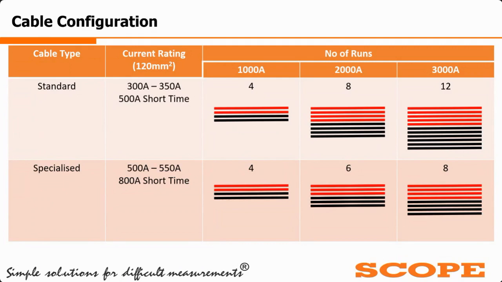For 3000 ampere, totally we require 8 cables, that is 4 cables for a single run and 8 cables for 2 runs. So here, considering standard cable type for injecting 3000 ampere, the standard cable requires 12 cables, and in the case of specialized cables, we require only 8 cables. So here we have directly reduced 4 cables. So this is the advantage of specialized cable.